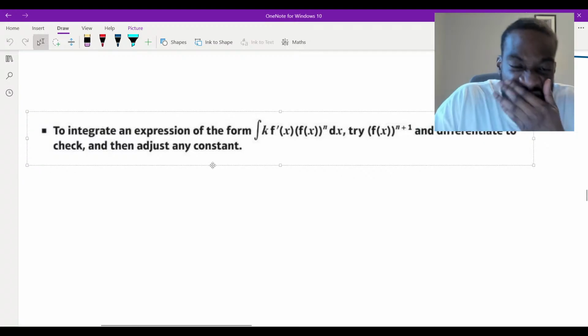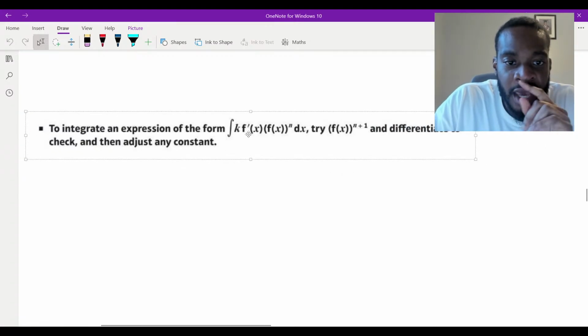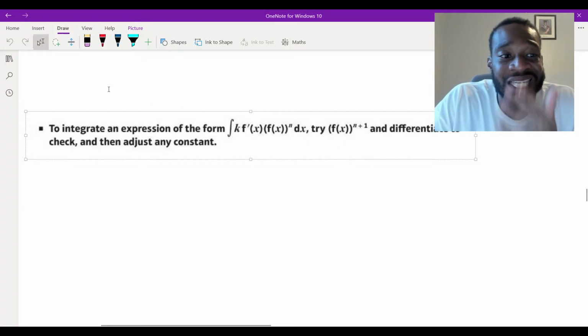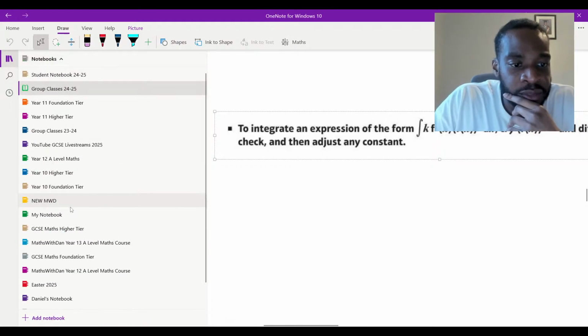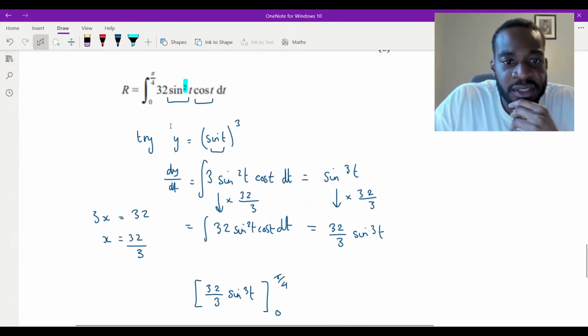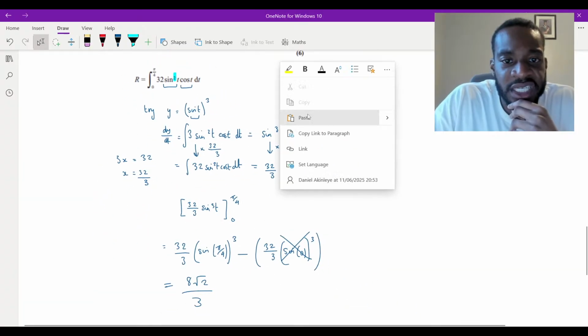Yeah. So you say to integrate an expression of the form k f dash of x f to the xn, try f of x plus 1, differentiate and check to then adjust to any constant. That's literally what we did. So where's the thing back here? Yeah, literally, that's what we did here, isn't it? We inspected it, right?